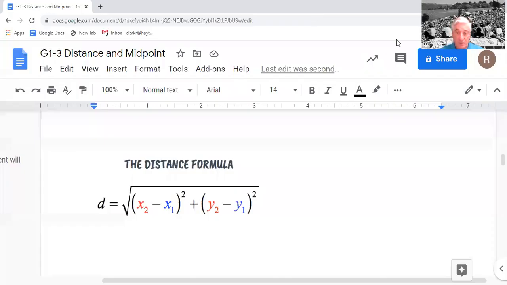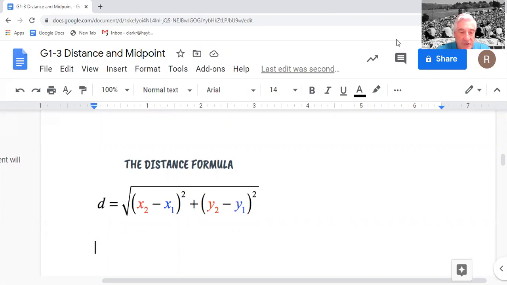That's the midpoint. And if we wanted to get on a map and make the midpoint between Woodstock and Hayti, we could do that on a map with the midpoint formula without having to worry about asking Google. Here's the distance formula.